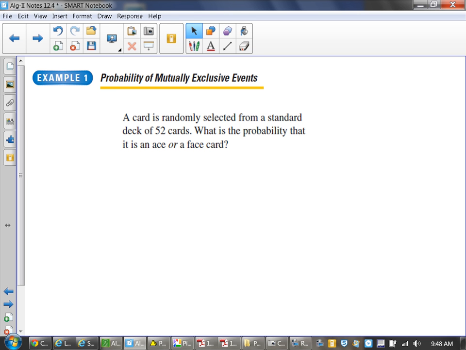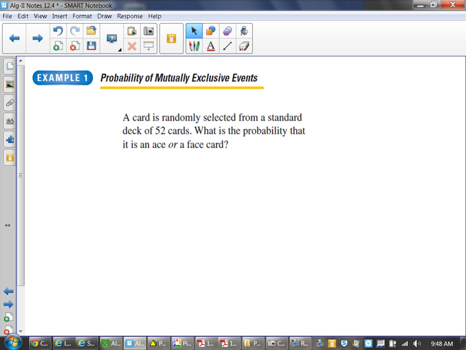Ace or a face card? You're not going to use that as a face card? No, they're ace or a face card. Now, face cards are going to be what? Kings, queens, and jacks, okay? So the probability of an ace or a face card.